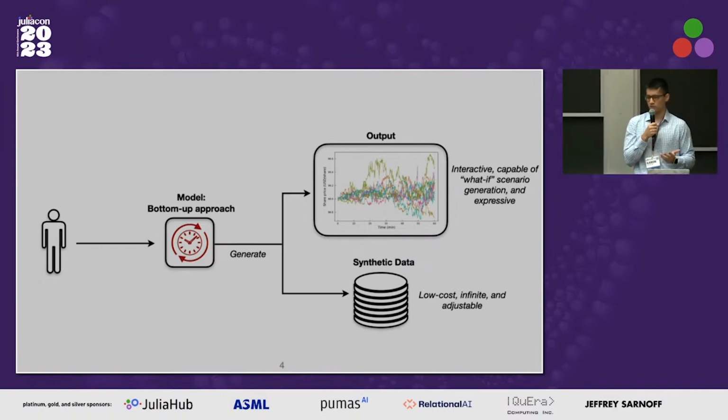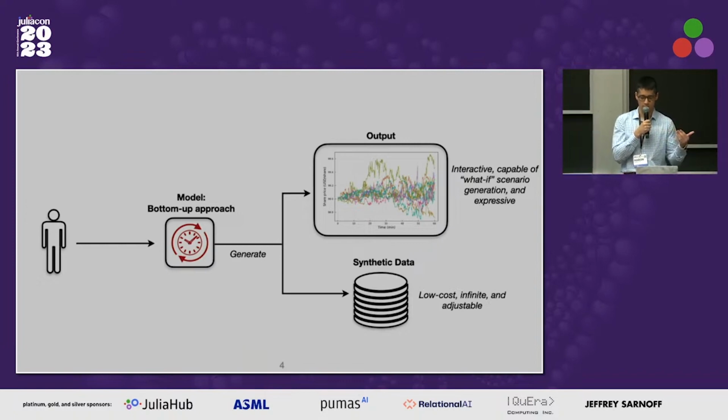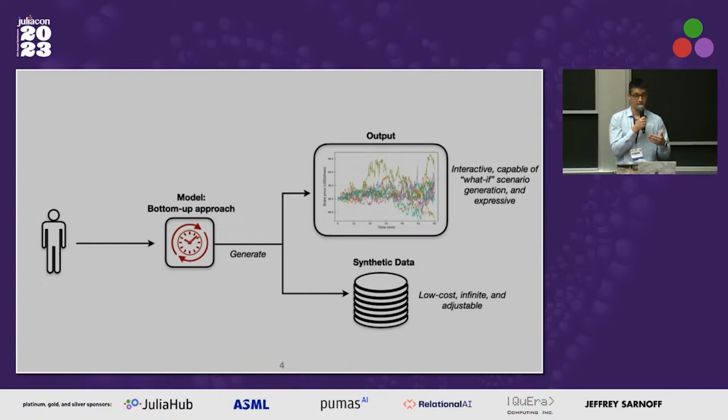We want something that's expressive, something that can generate these really complicated and nonlinear effects that we do observe, these really emergent properties, right? So this is the vision. This is not yet the reality. What I'm going to talk about today is our progress toward this goal, how Julia fits into that, some preliminary results, and then some next steps.